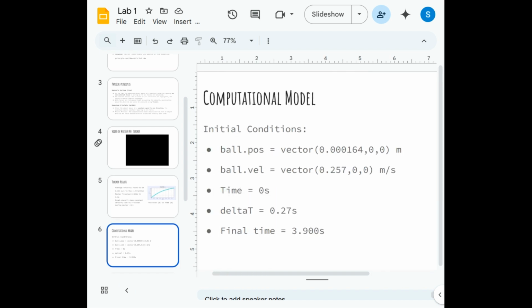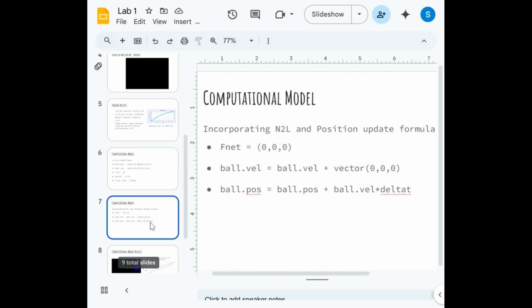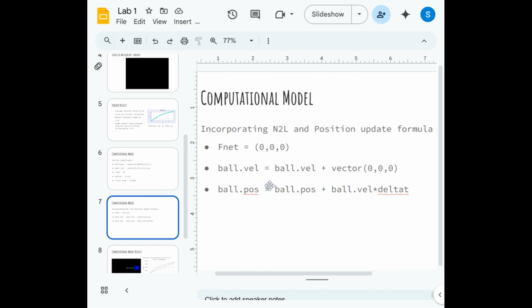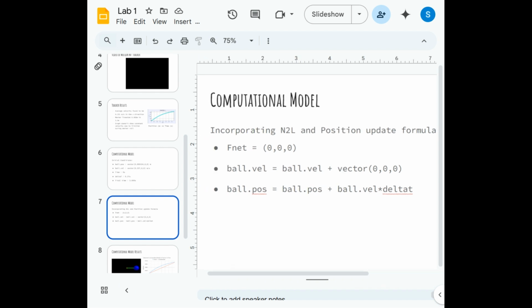For a computational model, we said that the ball position was 0.00164 meters, and our ball velocity was 0.257 meters per second in the x direction. Our time started at 0, delta t was 0.27, and our final time was 3.9. We also incorporated the velocity update and the position update formula.